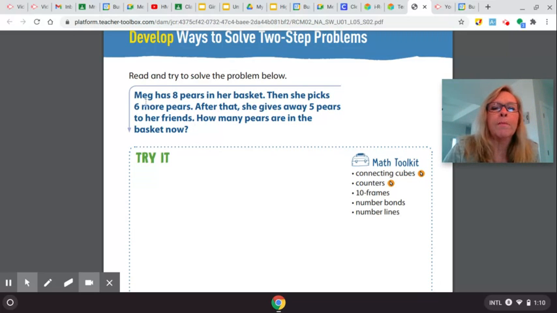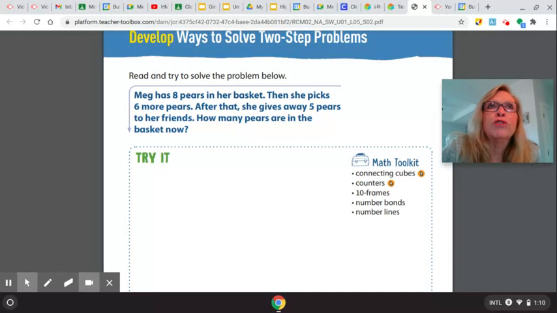So here's the problem. Meg has 8 pairs in her basket. Then she picks 6 more pairs. So think, what does that mean when you have pick more? After that, she gives away 5 pairs to her friends. How many pairs are in the basket now? So when you think about that, sounds a little bit like we're doing some adding and then you're doing some taking away, you're subtracting.